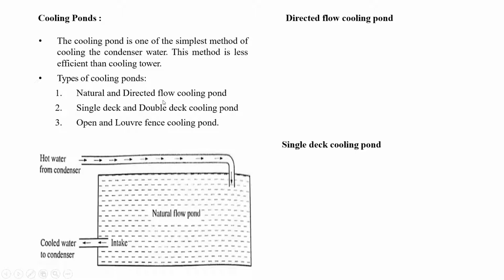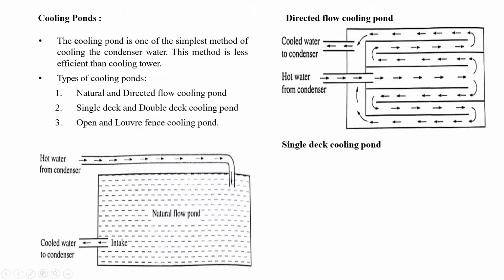One is a natural and direct flow cooling pond. Second one is single deck and double deck cooling pond. And third one is open and lower fence cooling pond. One of the three we'll see here. So in the natural flow cooling pond, what happens? Hot water comes from the condenser and flows into the pond, and by natural cooling, the cold water is then taken to the condenser. There is no tower or anything like that in such ponds. So natural cooling is taking place, and after cooling, it is taken to the condenser.